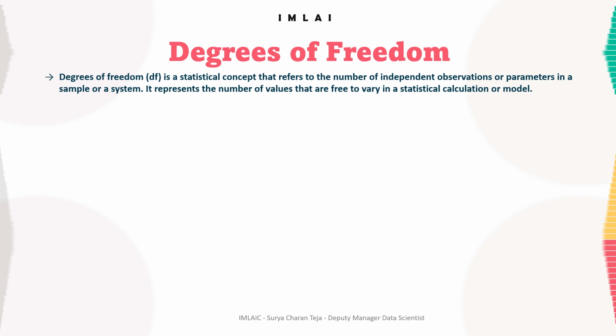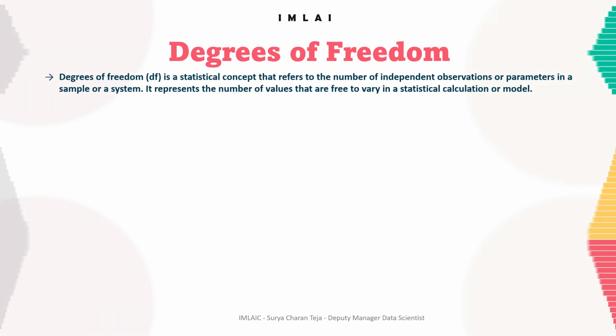When you calculate the mean, if you want to calculate some value from the mean, at least one value would be rigid, one value would be fixed. That is the reason we have to take out one value when you calculate the degrees of freedom. So it represents the number of values that are free to vary in a statistical calculation or model. Obviously we'll have 9 if the total number of values is 10. So 10 minus 1 is our degrees of freedom.